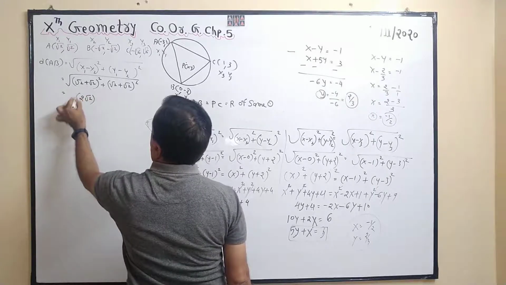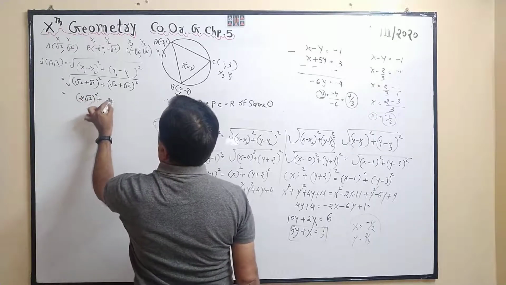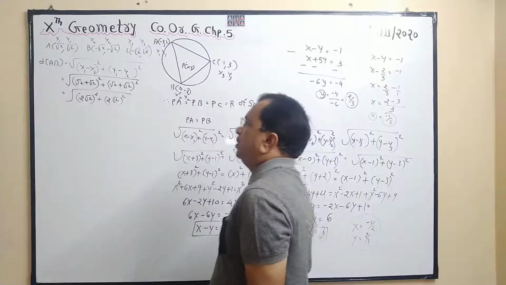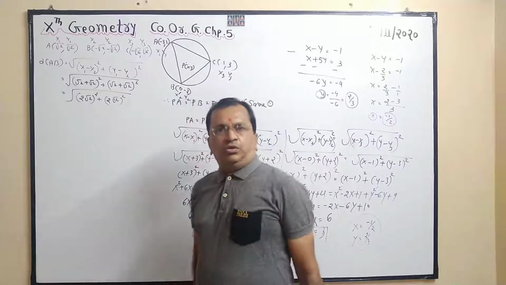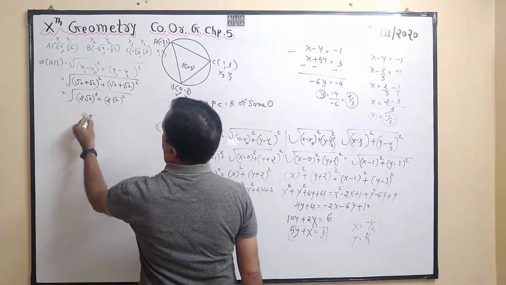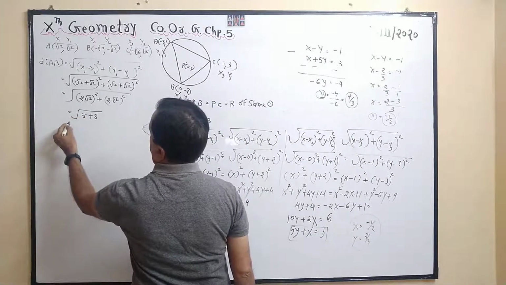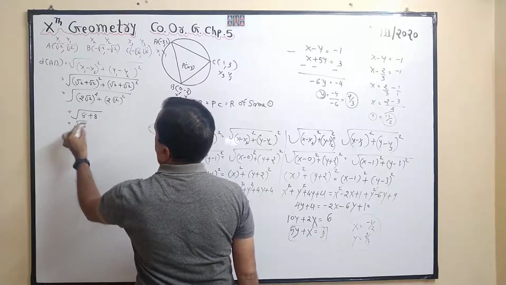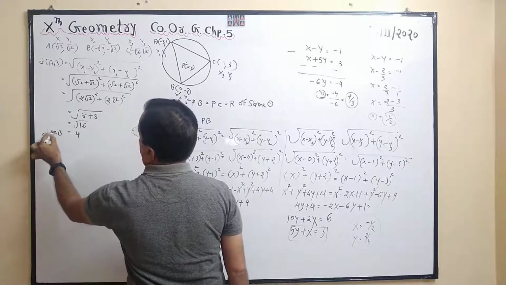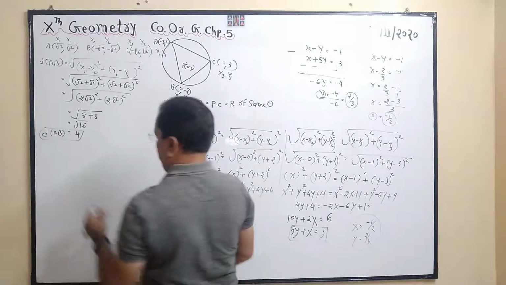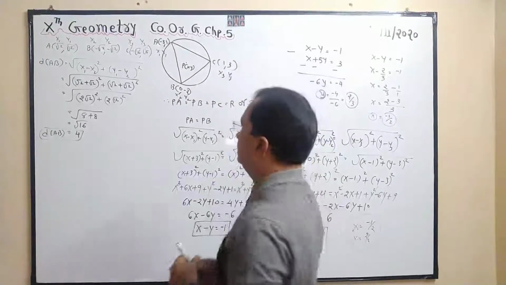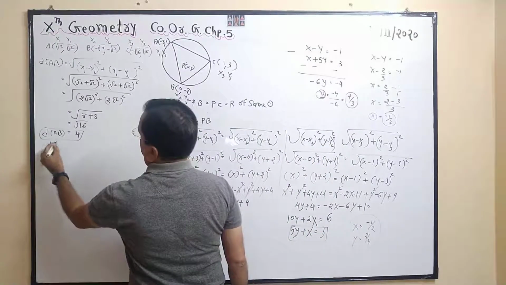2 root 2 square, 2 root 2 square. So root 2 root 2, 2 root 2. 2 root 2 square means 8 plus 8 is equal to 16, root 16 is equal to 4. So distance AB is equal to 4. That we got at least one side. Now distance BC.